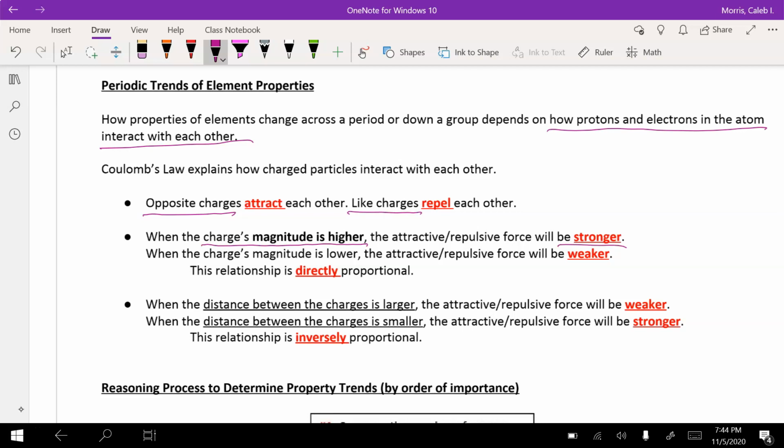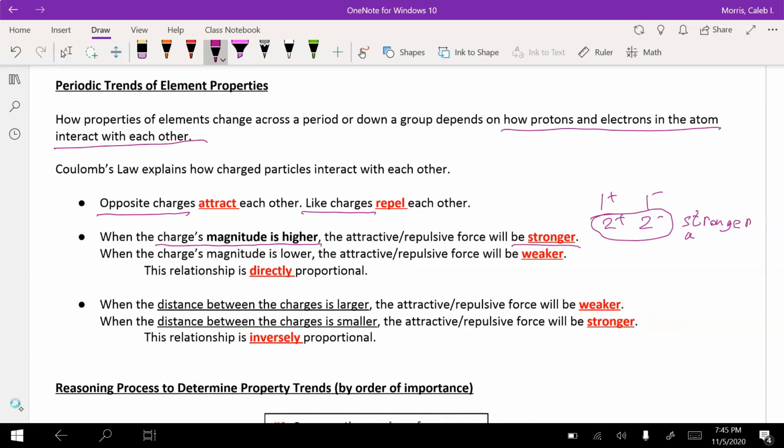So what I mean by the magnitude is, let's say that I have a 1 plus charge and a 1 minus charge. Those are going to be attracted to each other, right? But if I have a 2 plus charge and a 2 minus charge, those are attracted to each other even stronger, okay? So these two have a stronger attraction because the magnitude is greater. We'll spend some time talking about that, but I just want to make sure that you understand the magnitude means like 1 plus compared to 2 plus.